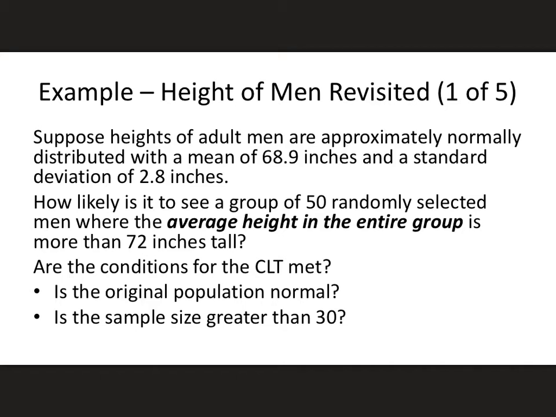So is the population a normal distribution and the sample size greater than 30? Here you can see, yes, it tells us the heights of men are approximately normally distributed. So one of the conditions is met already. In our next one, we can see that, yes, the sample size is greater than 30 because we're looking at a group of 50 men. So in this case, we can use the central limit theorem because both of them hold true.